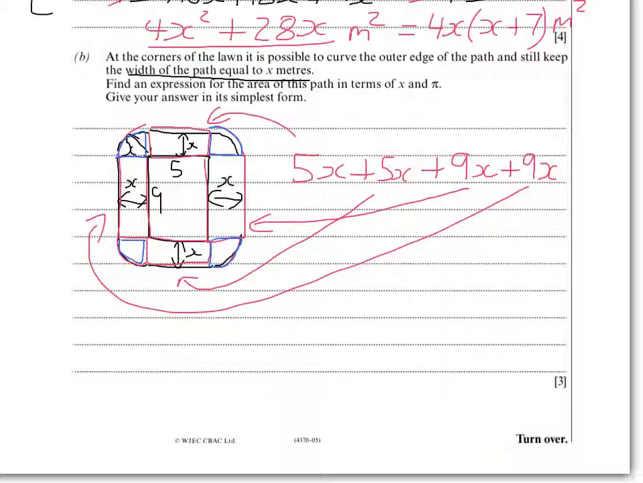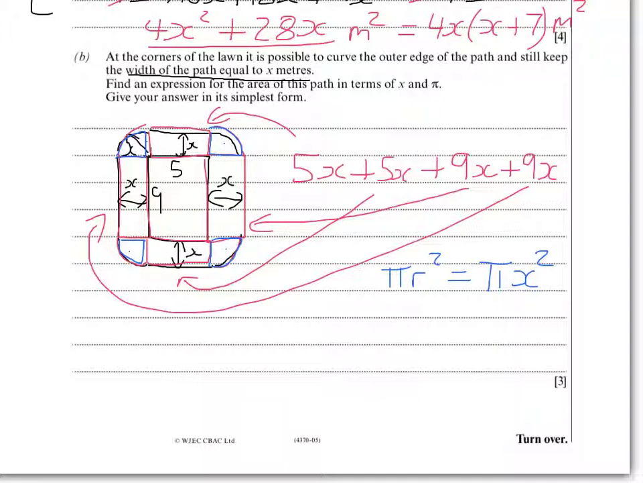Now, for the quarters of the circle, we can see that we've got 4 quarters of a circle. Now we know that those 4 quarters, when we add them together, will give us a full circle. And to work out the area of that full circle, when the radius is x, because remember our path is still of width x meters, the area of that circle is just pi r squared, which is what we usually use, but we know that our radius on this one is x, so we're going to have pi x squared.